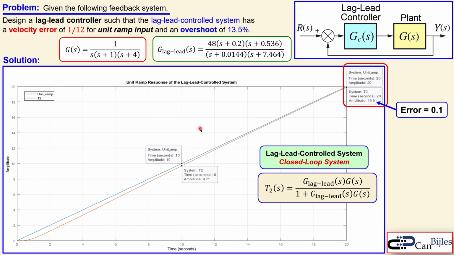Alright, this is our example about the lag lead controller design using the frequency response method. We have seen how we can determine the required gain for our proportional controller, and then the lead controller and then the lag controller. Together we combine that into the lag lead controller.